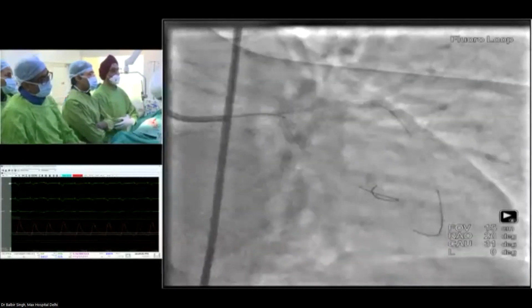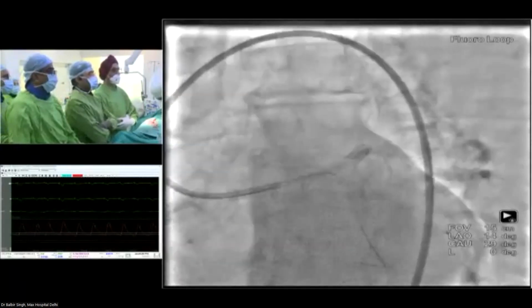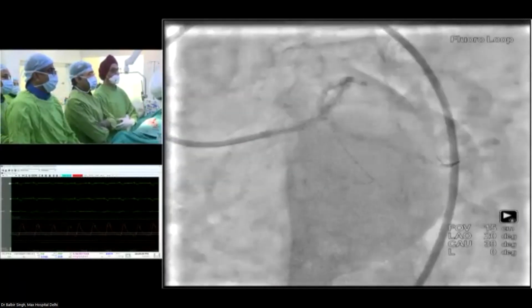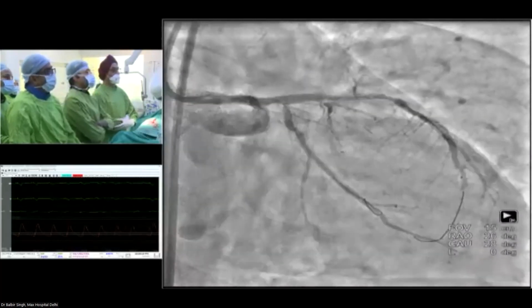So we removed the previous wire. I had the previous wire also left in at that place, and removed it, went for a POT at this stage. This is the POT with a 4.0 balloon at 20 atmospheres.